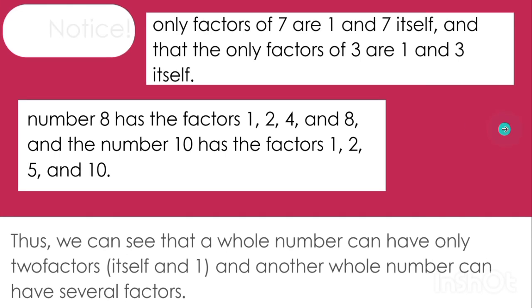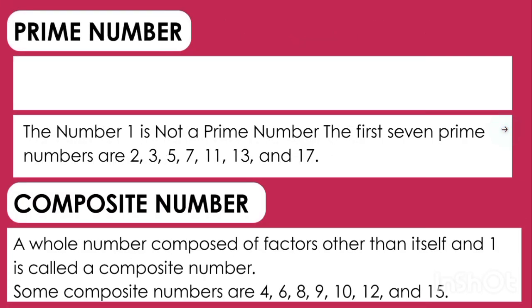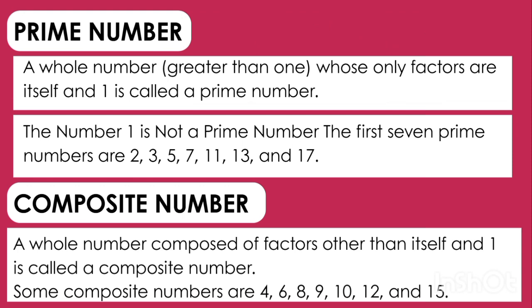Okay, so let's continue. Here are the prime numbers and composite numbers. A prime number is a whole number greater than 1 whose only factors are itself and 1. Examples of prime numbers are 2, 3, 5, 7, 11, 13, and 17. 1 is not a prime number, and the first prime numbers are 2, 3, as I mentioned.